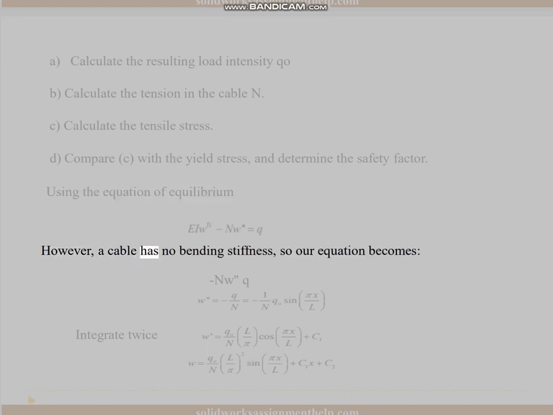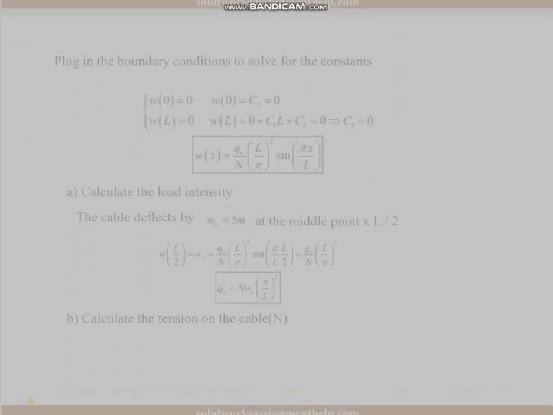Using the equation of equilibrium, however, a cable has no bending stiffness, so our equation becomes N W double prime equals Q. Integrate twice. Plug in the boundary conditions to solve for the constants. A. Calculate the load intensity. The cable deflects by W at the middle point, X equals L/2.